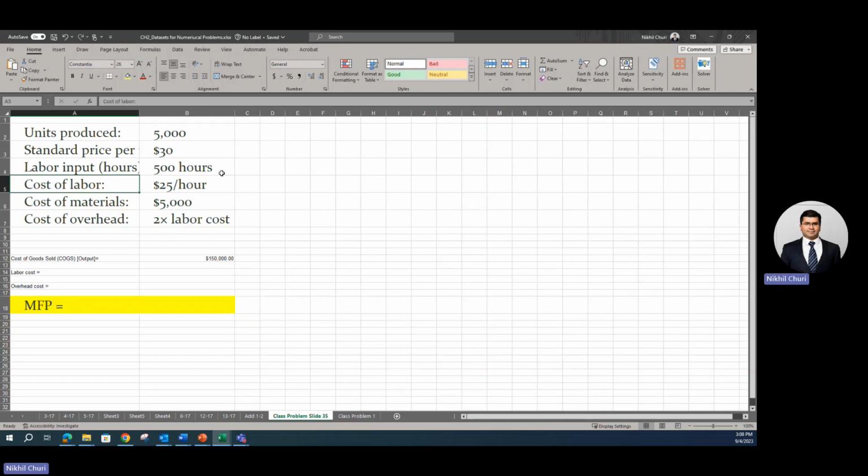Is 500. Cost of labor, again, I'll say per hour. I'll copy this. Cost of labor per hour is 25. Cost of material 5,000 and cost of overhead is 2 times. Again, all I will say is twice multiple of labor cost. Cost of overhead.